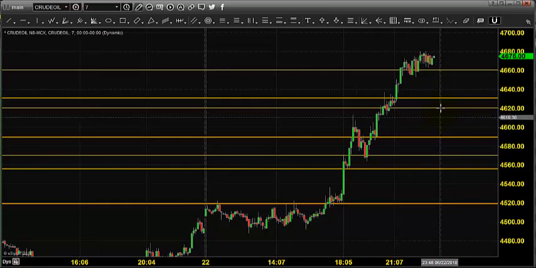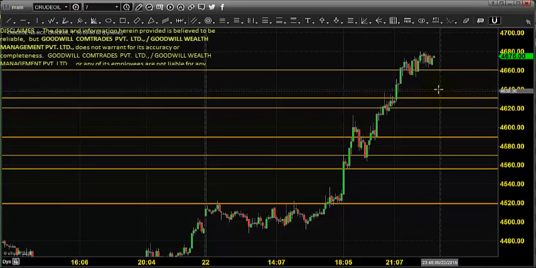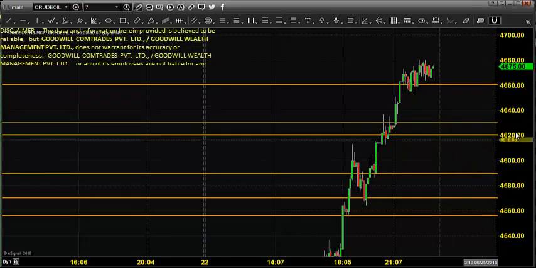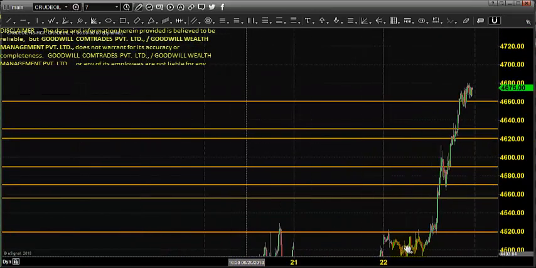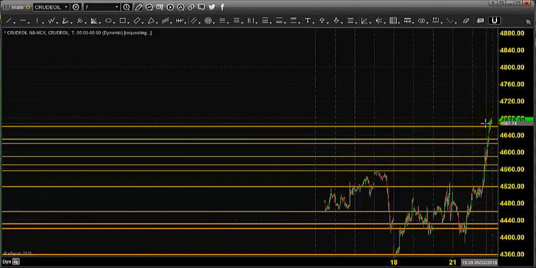What can we do today? You can expect the price to open somewhere near 4,640. So we are expecting a bit of a lower opening, but let's decrease the scale so that we can have some clarity. So I'm going to decrease the scale.